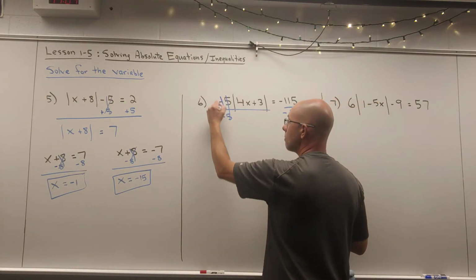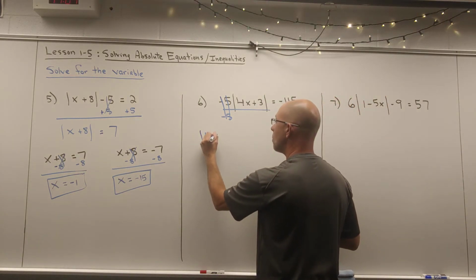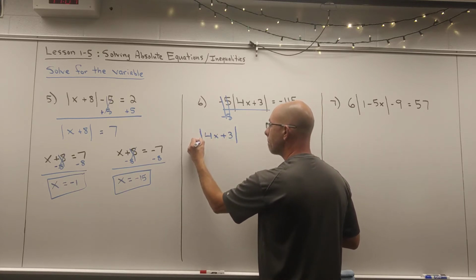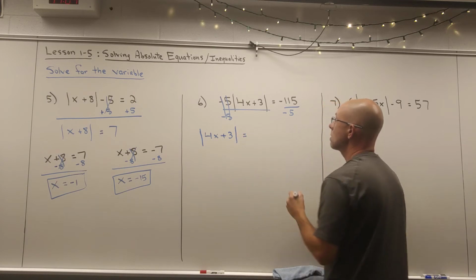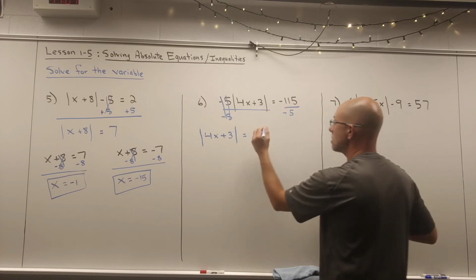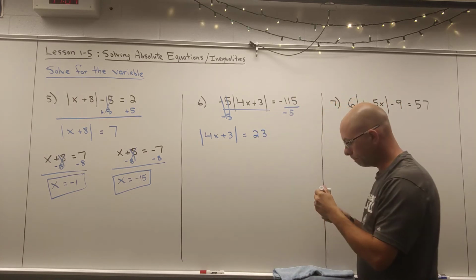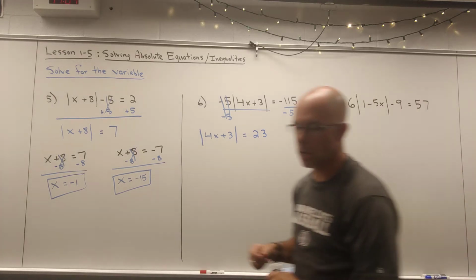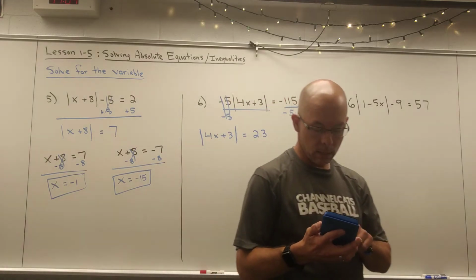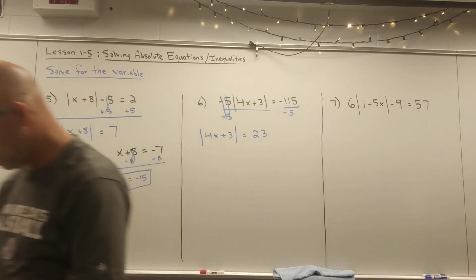Negative 5 divided by negative 5 is 1, so we have one absolute value of 4x plus 3 equals negative 115 divided by negative 5, which is going to be positive. Let's see, that goes in there 2 times... 23. Okay, I should probably check my math. I'm usually pretty good mentally. 115 divided by 5, 23. All right, good.